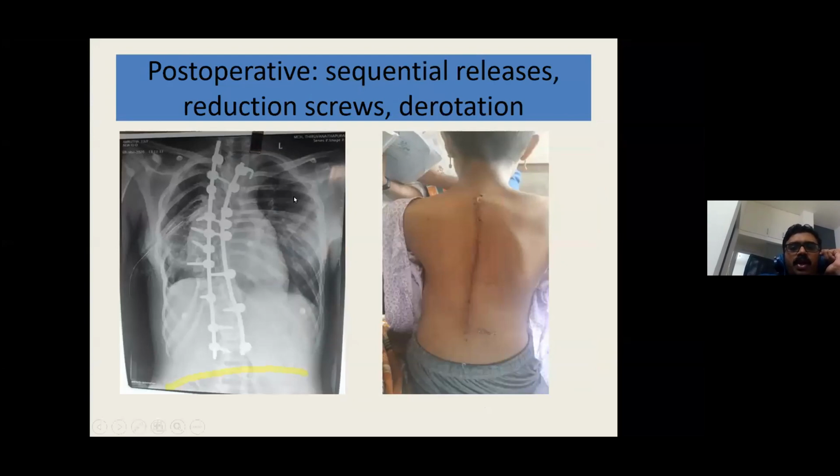And then after 4 weeks we went on to do the surgery by sequential Ponte osteotomies, and we used the reduction screws at the apical level, and our maneuver of reduction was derotation and cantilevering. And this is the cosmetic result after the surgery. After the sutures were out, she has got a very good correction when compared to what she started with initially.